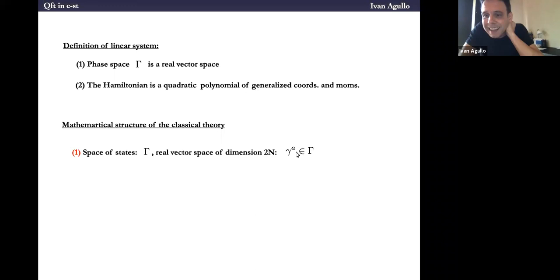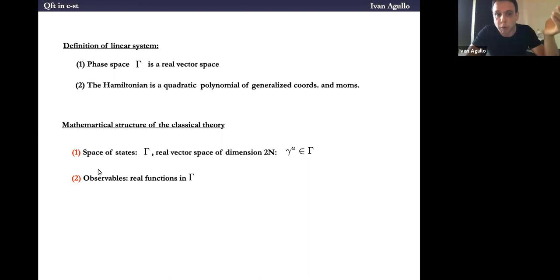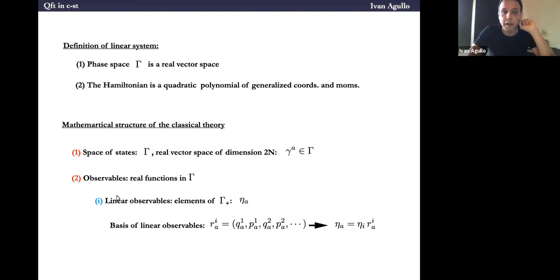So this index A is for me an abstract index, just denotes that we are dealing with a vector. And whenever I have components, I will use Latin indices. We have states, physical states, and we also need observables, the stuff that we measure in the lab. They are real functions in the phase space. In particular, the simplest observables are linear observables, and they are just elements of the dual space of the phase space. So they have an index downstairs, and they act on states to give you real numbers.